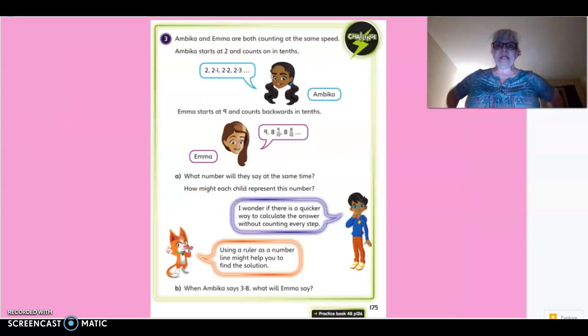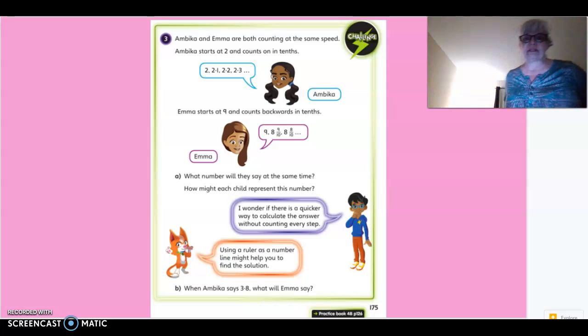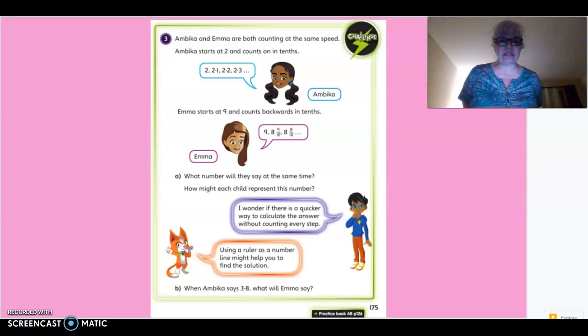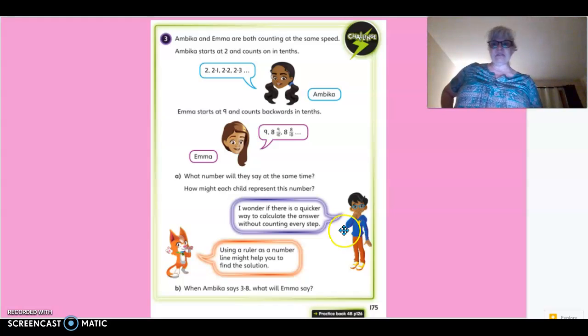Ambika and Emma are both counting at the same speed. Ambika starts at 2 and counts on in tenths. Emma, however, starts at 9 and counts backwards in tenths. All right, now we're going to try to find what number they will say at the same time and how each child might represent these numbers. Now, he says, I wonder if there's a quicker way to calculate the answer without counting every step. And there is.